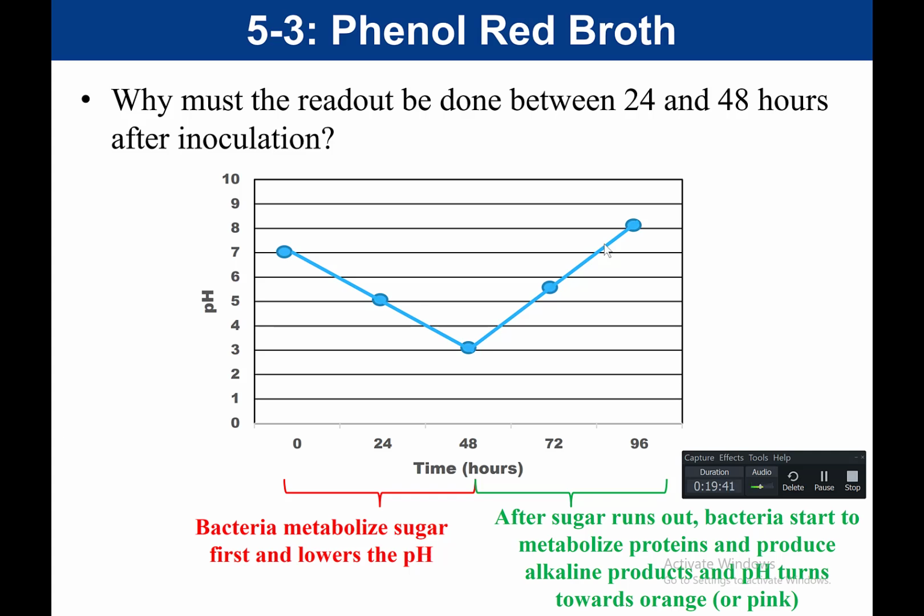And so if you read this out at, let's say, 96 hours, you would see a tube that's pink, and you might say, well, that's a negative for the metabolism of the sugar. Well, no, not really. It's just that you waited too long, and the bacteria then metabolized the proteins, which is what caused what we call a pH reversion, meaning the pH went back the other direction as the bacteria started to metabolize that protein when the sugar ran out. So you want to understand the importance of why you need to do this readout between 24 and 48 hours.